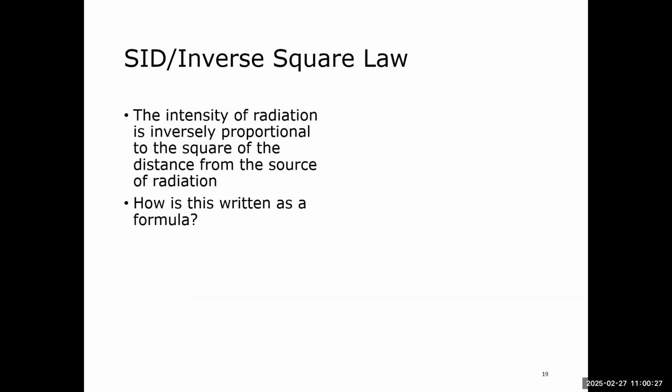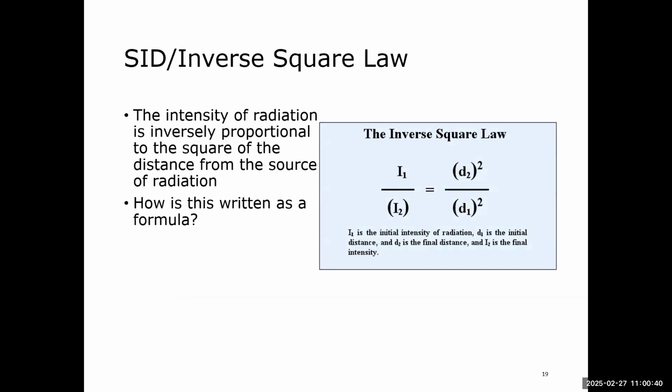SID and inverse square law. So that states that the intensity of radiation is inversely proportional to the square of the distance from the source of radiation. So how do we write that as a formula? It doesn't matter if you use old and new, or if you use 1 and 2, or whatever, as long as you keep it in an inverse relationship.